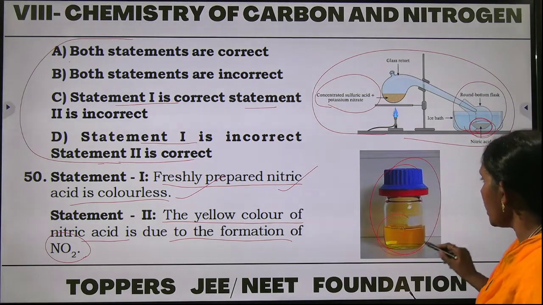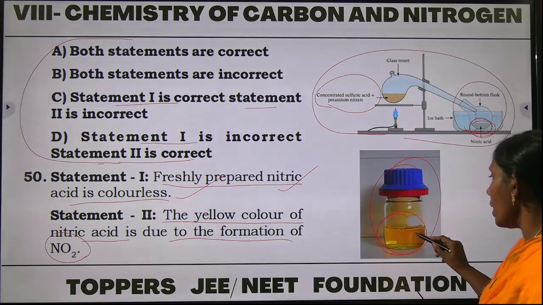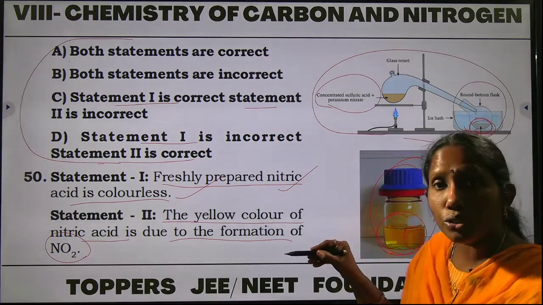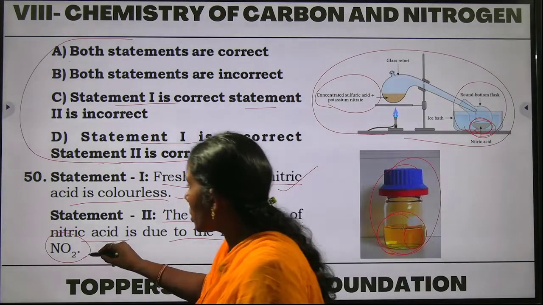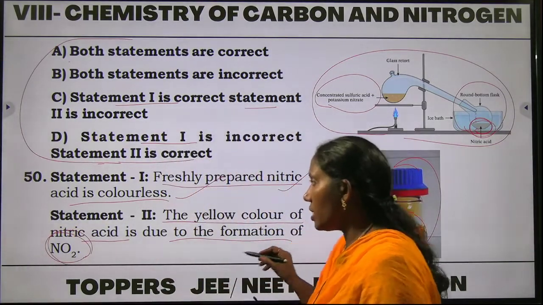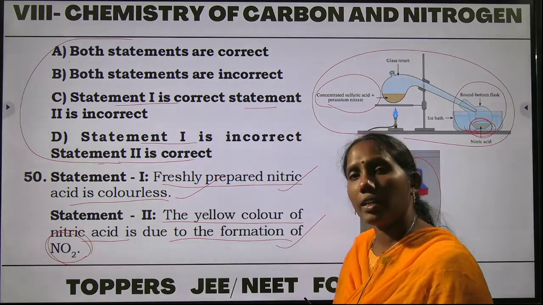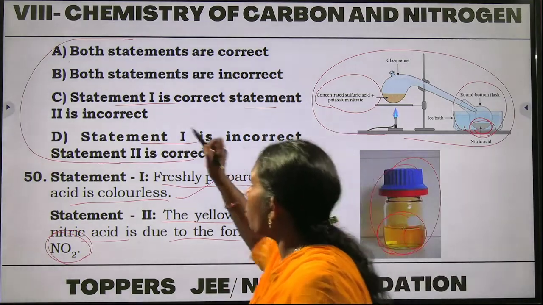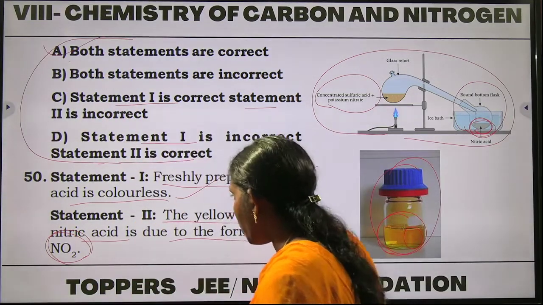In this bottle it is stored. The stored HNO3 is yellow in color. Why is it getting this color? Due to the formation of nitrogen dioxide. Yes, the reason is correct, which means statement 2 is correct. Both statement 1 and statement 2 are correct. We will go with the A option.